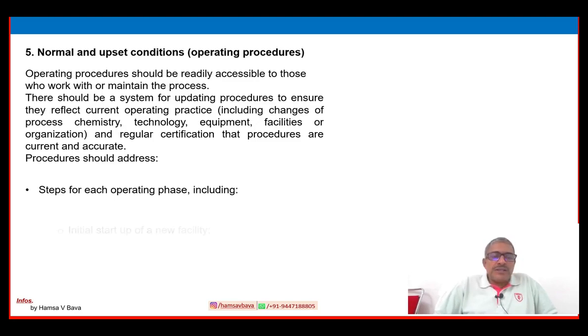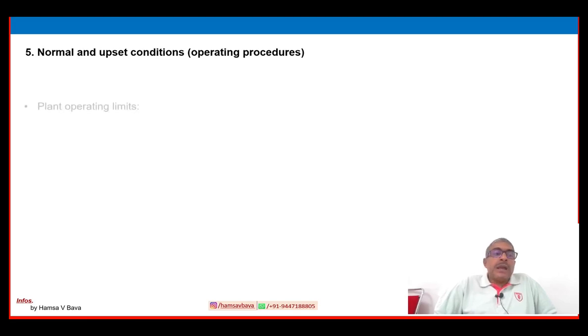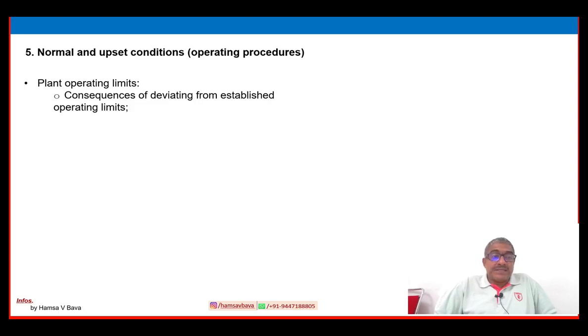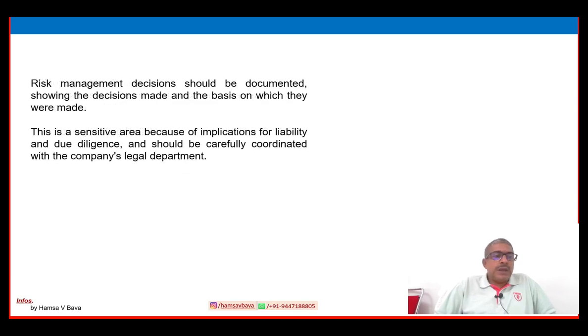Steps for each operating phase, including initial startup of a new facility, normal and temporary operation, emergency shutdown, including identification of conditions which require shutdown, normal shutdown, and startup following emergency or normal shutdown. Then planned operating limits, various safeguards and other conditions, consequences of deviating from established operating limits, steps required to correct or avoid a deviation from operating limits, and safety systems and their functions.